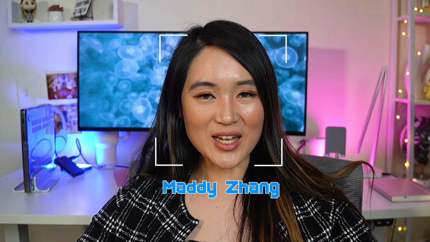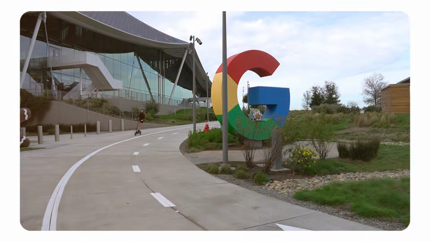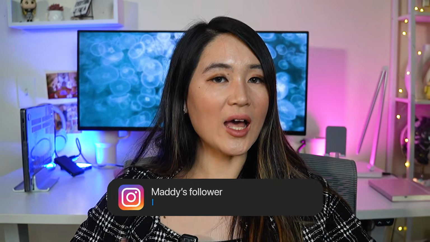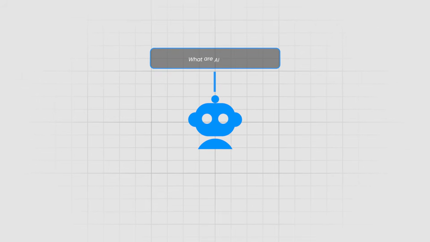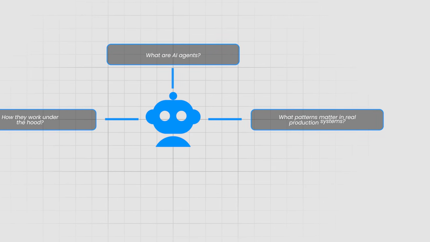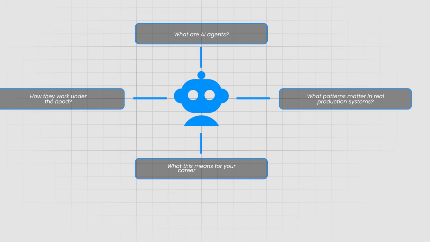Hi friends, I'm Maddie. I'm a senior software engineer who previously worked at Google and interned at other big tech companies like Amazon, IBM, and Microsoft. And for the past few months, the single most common question people keep asking is, how do you make good AI agents? So today, I'm breaking down what AI agents actually are, how they work under the hood, what patterns matter in real production systems, and what this means for your career right now. Let's get into it.